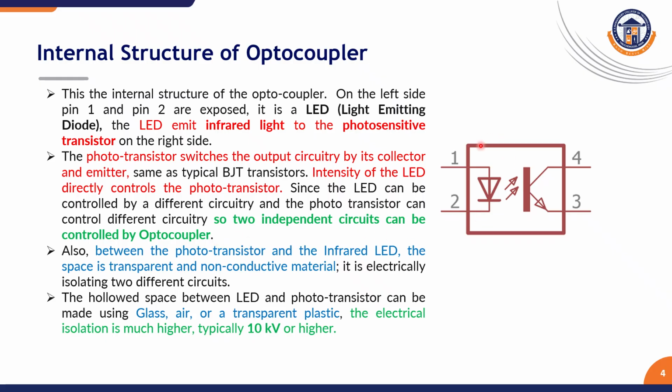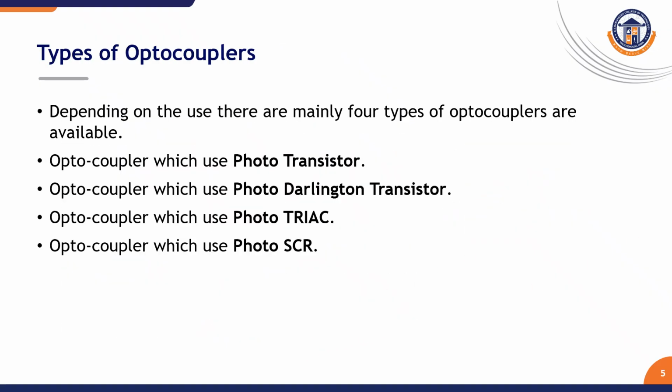Between the phototransistor and the infrared LED, the space is a transparent and non-conductive material, namely glass, air or transparent plastic. The electrical isolation is much higher, typically 10 kilovolt or higher. There are different types of optocouplers based on the output photo device used: phototransistor, photodiode, photodarlington transistor, phototriac, photoSCR.